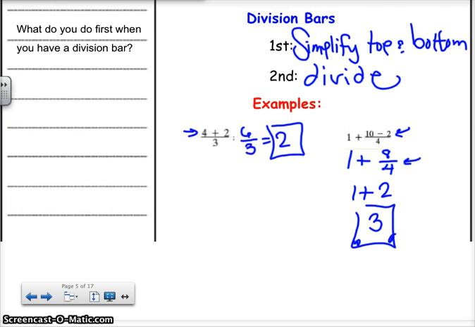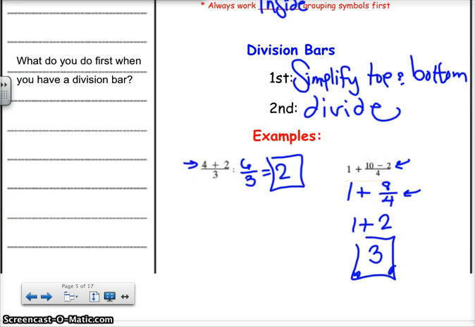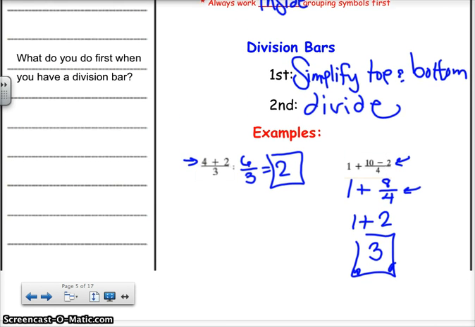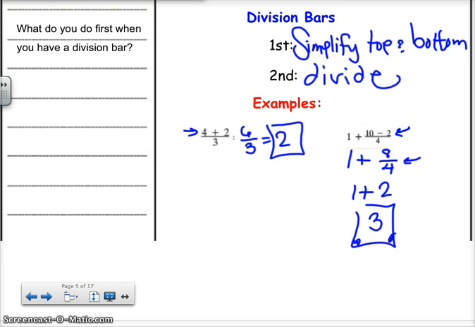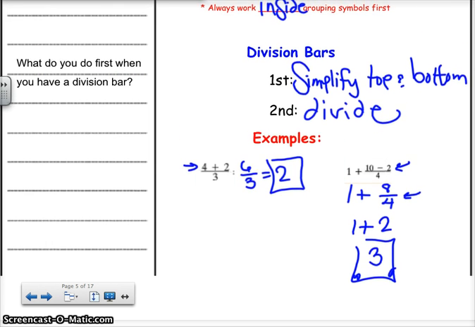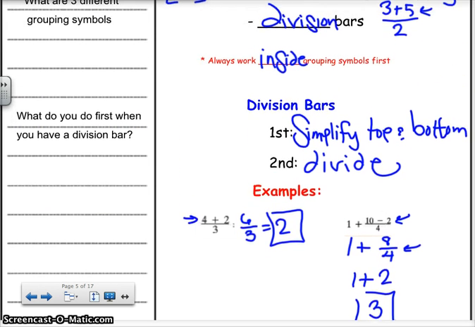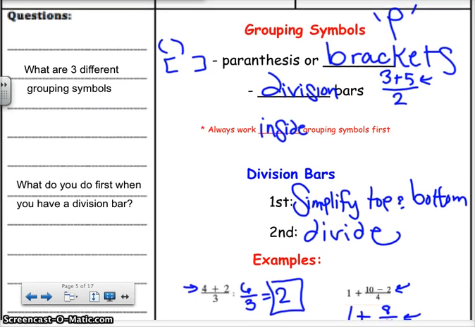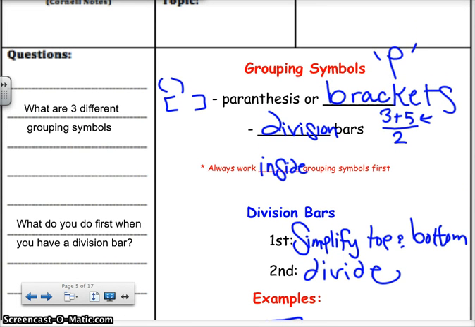Let's look at our guided questions here. What do you do first when you have a division bar? What do you tell someone next to you? What do you do first? Tell the person next to you, try to do it without looking at your notes. What are 3 different grouping symbols?